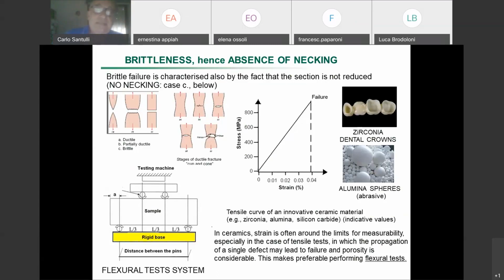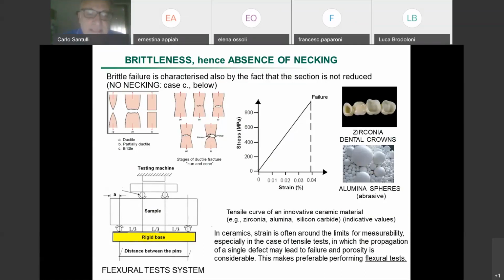The important thing with ceramic is also that it's difficult to have tensile measurements because really the deformation is very small, the strain is very small, and this means that sometimes it's not easy to measure the tensile modulus, Young's modulus, and therefore it is preferable to have flexural testing. How is the flexural test obtained?